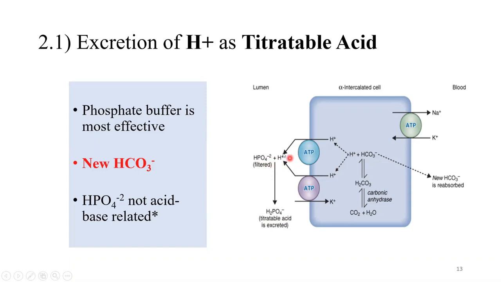So whenever hydrogen is titrated against an HPO4 ion and H2PO4, a phosphate based acid, is made, a bicarbonate is, quote unquote, created. We call it new bicarbonate because it just happened to be created by this reaction. Okay, this bicarbonate will be reabsorbed.